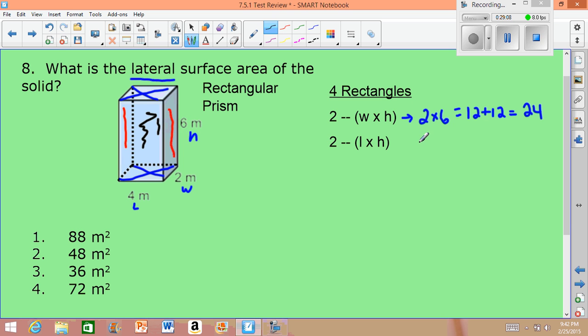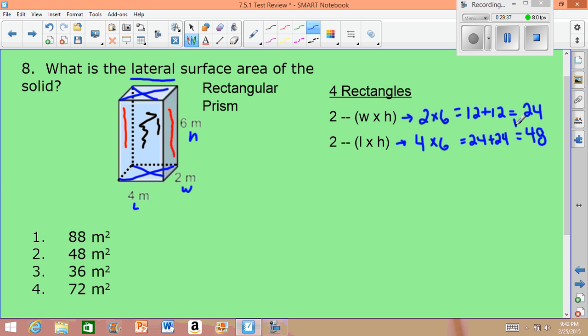Okay, now we're going to have a look at the ones in the front here and the one in the back there. So it's kind of hard to see when it's not a net. So hopefully they don't give you those. But if they do, we're going to help get you prepared. So our length is 4 and our height is 6. So we have 4 times 6, which is 24. So I have 24 plus 24 because remember I have 2 matching rectangles. So that gives me a total of 48.